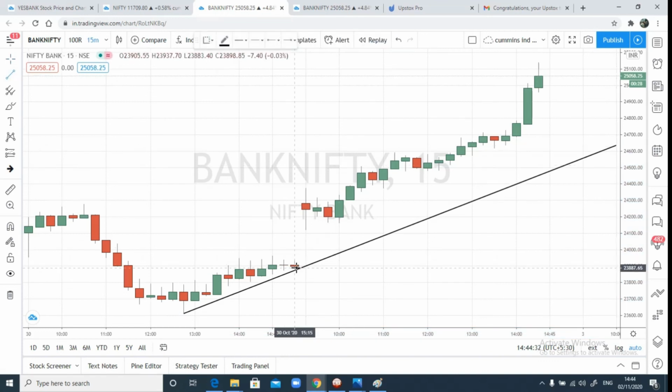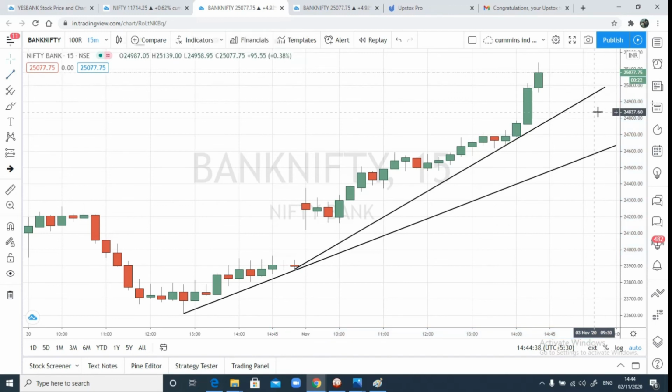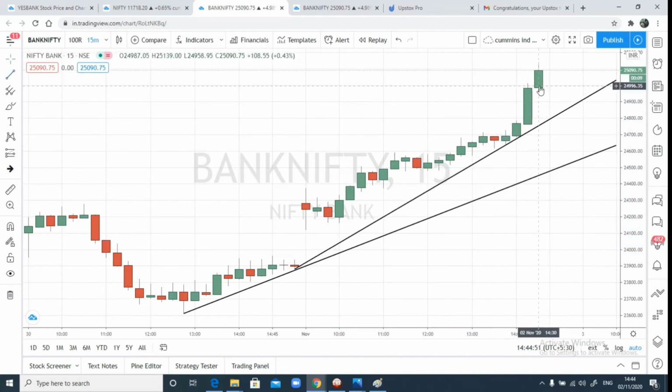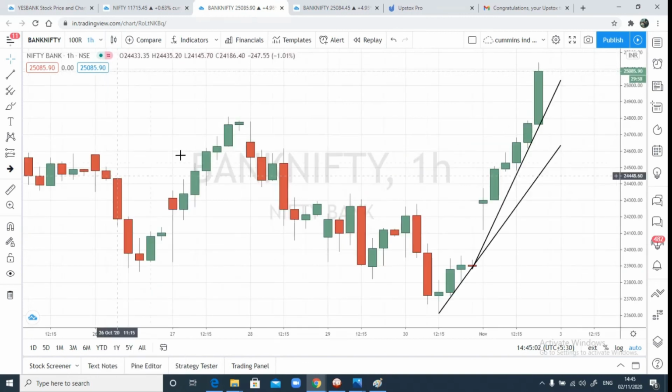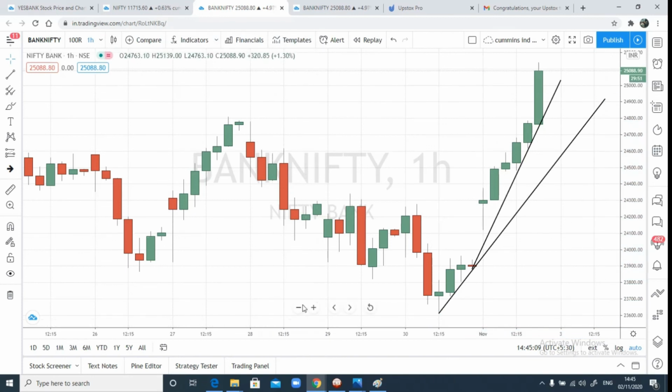Let me try drawing one more trend line from this point, and yes, this is the second trend line. This is the live chart, this is the second trend line. Today's chart is 2nd November 2020. Now in case I need to see it in the 1 hour time frame, let me show you how I could draw the 1 hour chart as well. Yes, this is the same lowest point that I see. Yes, this is how the charts have been moving.